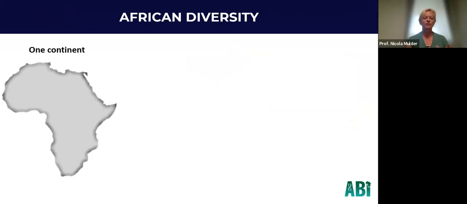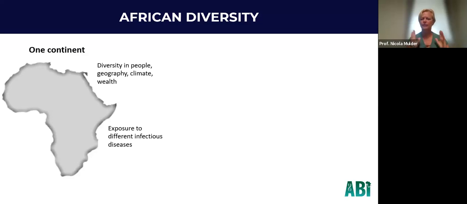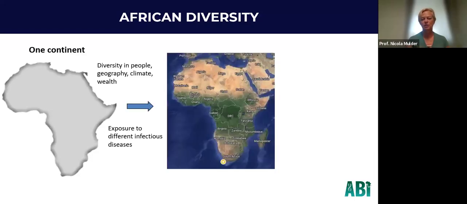So we all know that Africa is one continent, and actually when I talk to my colleagues across the globe, they talk about Africa as if it's one country. I'm sure you've all experienced that. It's one continent, but it's hugely diverse in people, geography, climate, wealth, exposure to different infectious diseases. So we have a whole geography and climate and all of these other influences that we have to think about. And all of these have actually shaped our genomes.